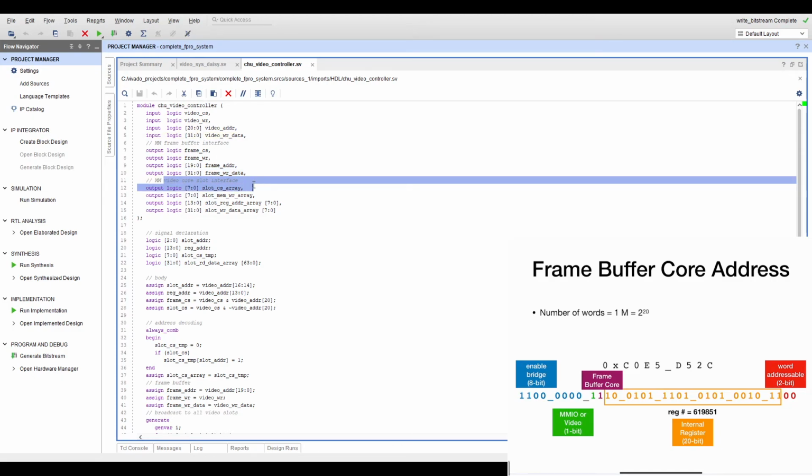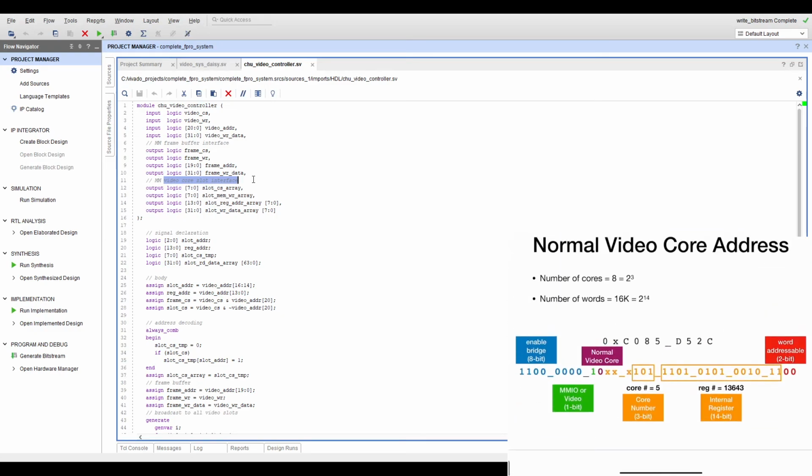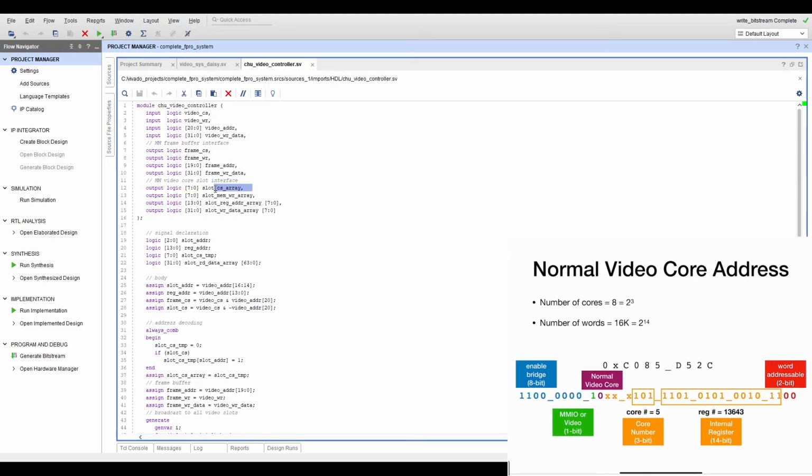However, if we're dealing with a normal video core, we're going to have a slot chip select array. Because we have 8 of them, only one of these bits would be activated to figure out which one. And usually we use these 3 bits here to activate it. These 3 bits will be connected to a decoder, and the output of this decoder will be connected in here. Basically, this is the output of a decoder to activate one of the slots, one of the 8 cores that we have. And internally, that's the write address.